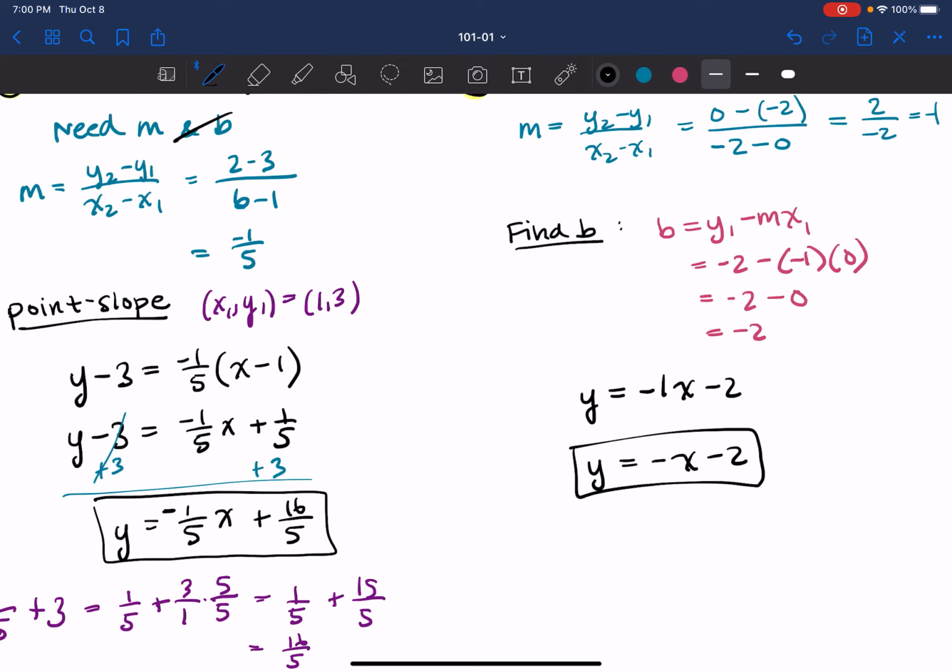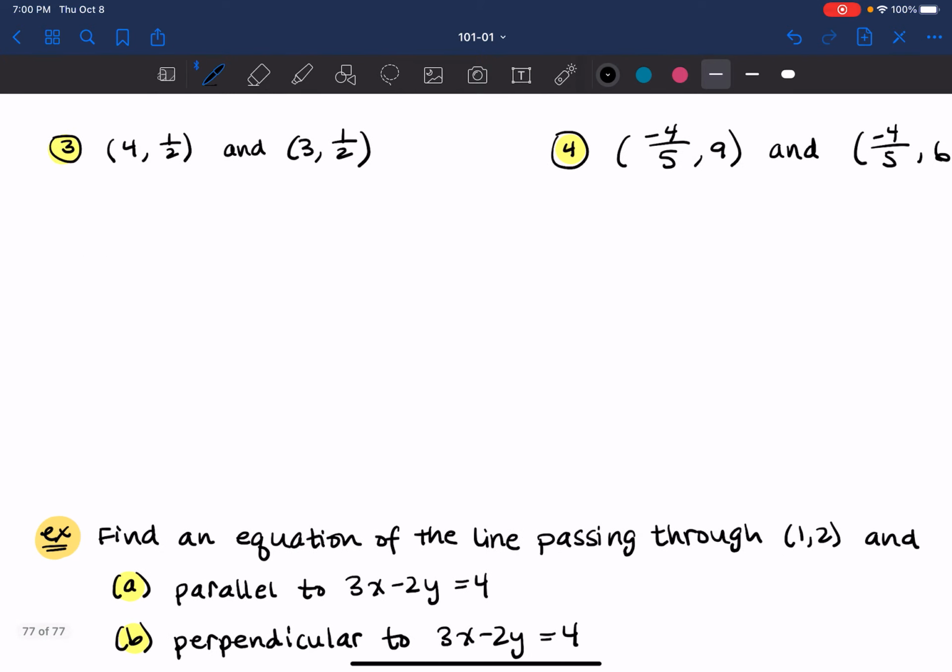All right, I've got a couple more for us here. Okay, so we've got now 2 points again, and we still want to do the same thing. So first thing, find the slope. So y2 minus y1 over x2 minus x1. All right, let's label these x1, y1, x2, y2. All right, so 1/2 minus 1/2 over 3 minus 4. All right, 1/2 minus 1/2 is 0. We've got over negative 1. 0 over any number is 0, so slope is 0.